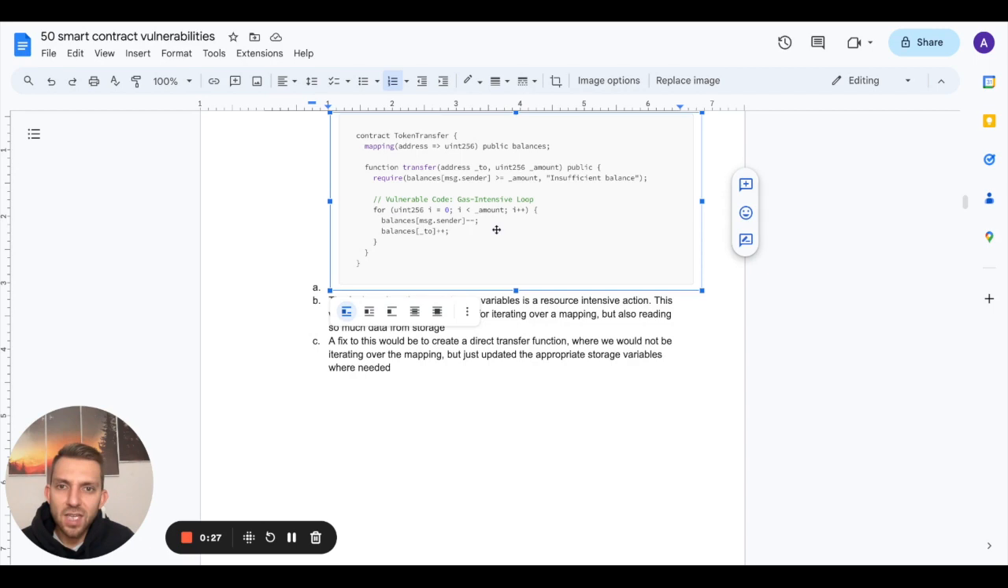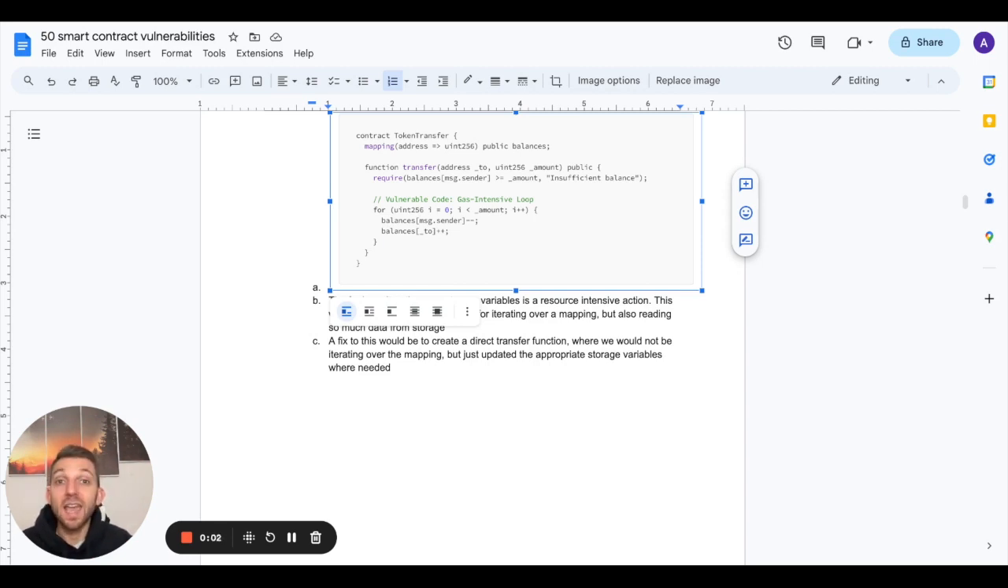Now, obviously this is a pretty crazy example, as most people would never loop over and just increment a single token at a time. But a more common example of this would be having a large array of addresses and looping over each individual address, sending out a certain amount of tokens. This is most common for, say, airdrops and things along those lines.